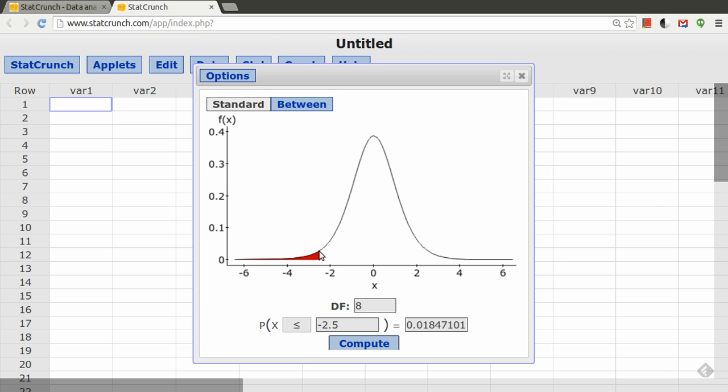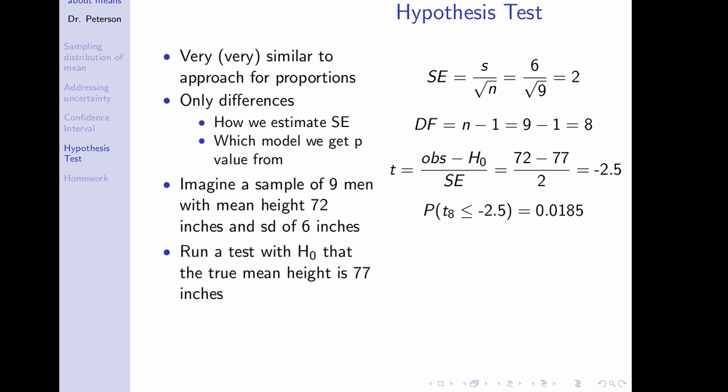So you'll notice that this comes up red in the outer tail on this side. If I had switched this to say greater than, the red would be over here in the middle. That's not what we want. We want to see the values that are more extreme than our calculated value. So here we get 0.018471101. So that's going to be our answer here. 0.0185 is the rounding I'm going to use just to keep this all on the slide.